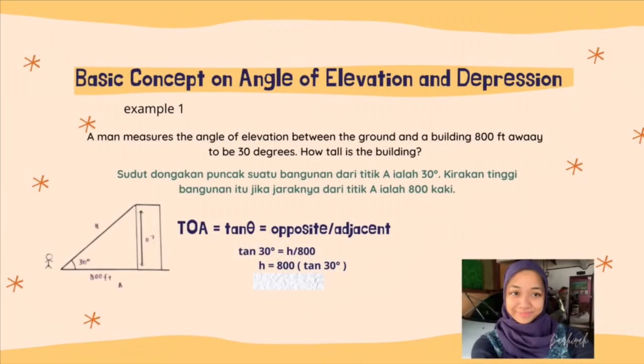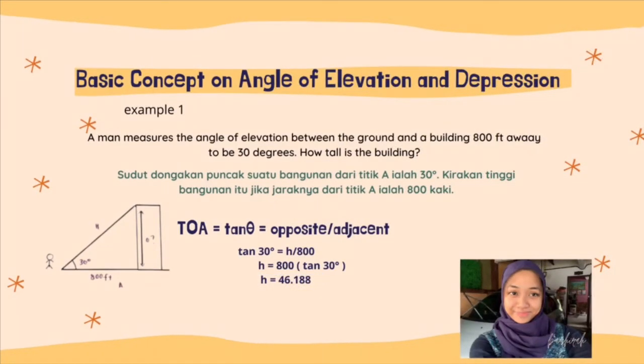And then we'll enter all the information needed. So tan theta is tan 30 degrees, opposite is the height of the building, and adjacent is 800. If we want to find the height, we'll move the h to the front. So it becomes h equals 800 times tan 30 degrees. Then we'll use the calculator and we'll get the answer. So the height of the building is 46.188 feet.